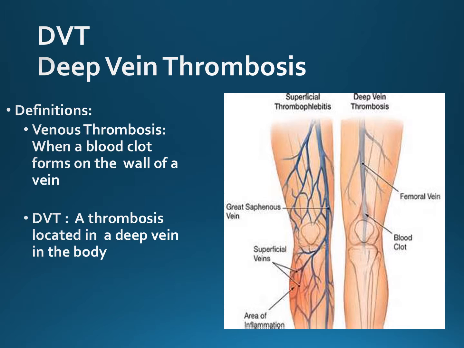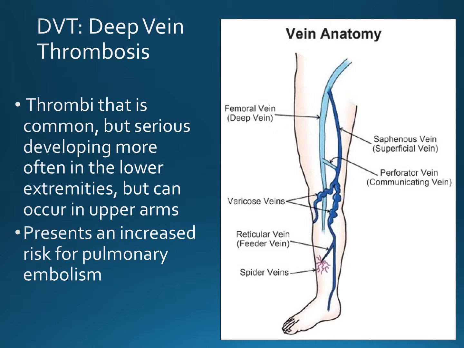By definition, a venous thrombosis is when a blood clot forms on the wall of a vein, and a DVT is a thrombus located in one of the deep veins in the body. A thrombosis that, although common, can be a very serious development. They occur more often in the lower extremities but can occur in the upper arms.